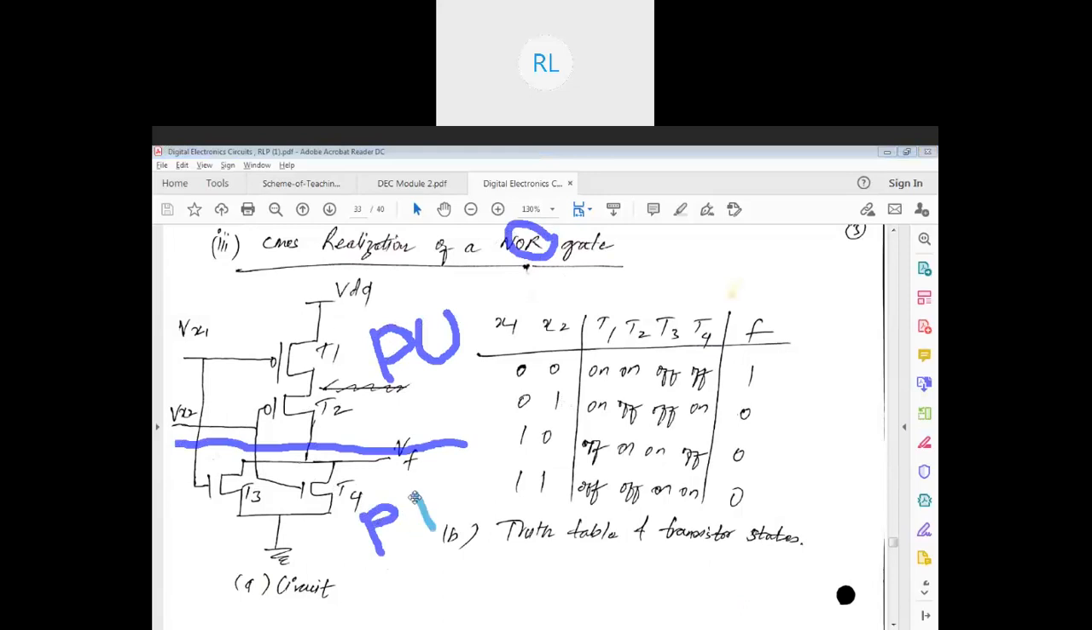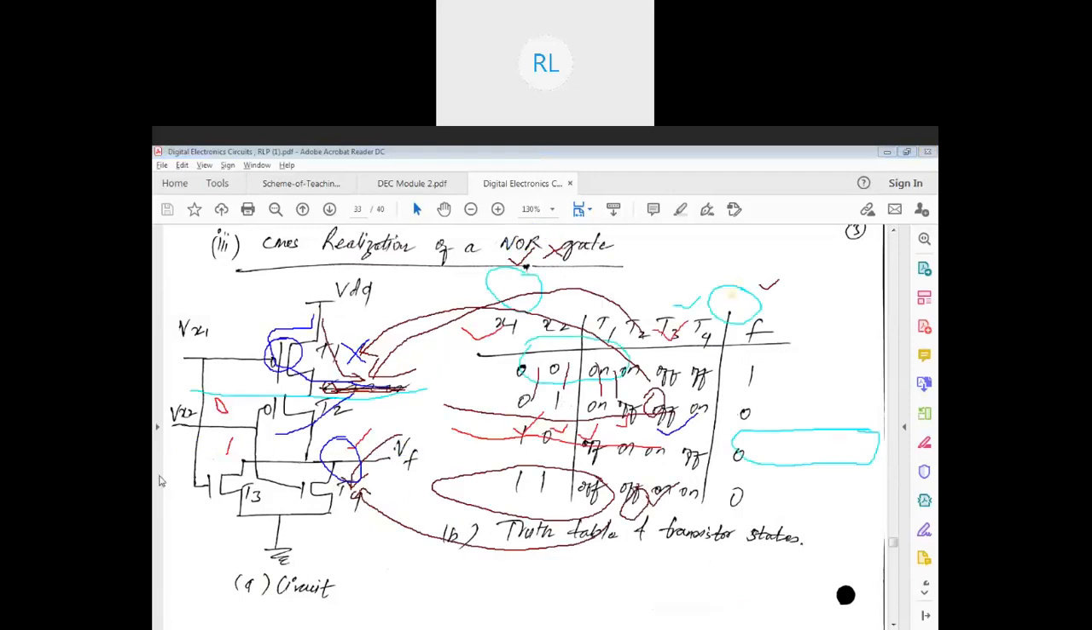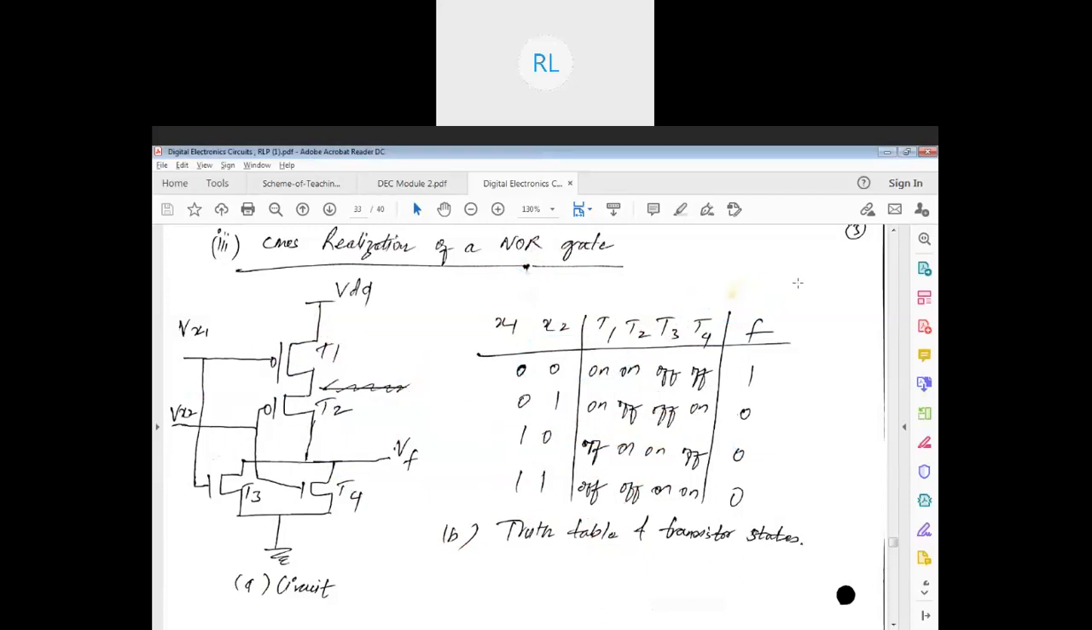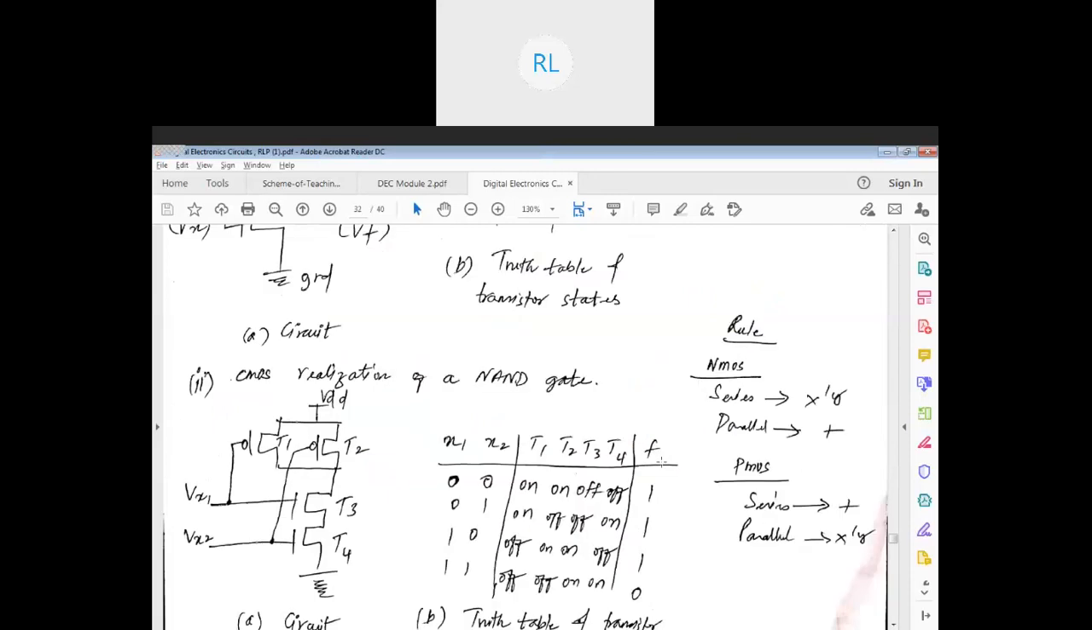section. Now remember I told you we divide the circuit into two halves. So this is the lower section, this is the upper section. The upper section is your pull up network, and the down one is nothing but your pull down network, right?